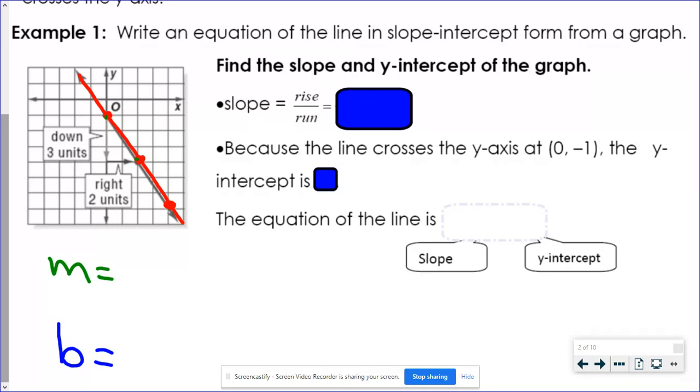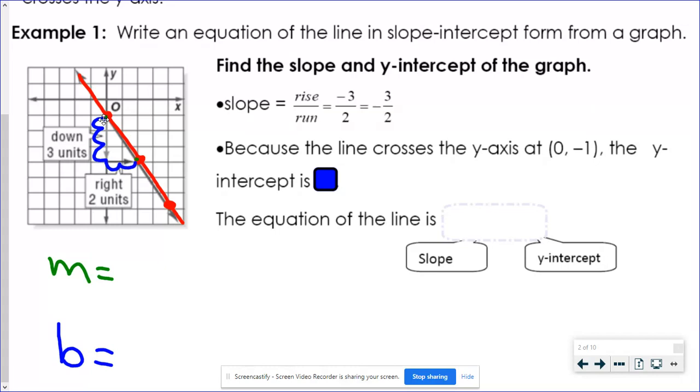The slope is clearly a negative slope. It's going downhill, and it's moving down 3 units. I've got that labeled on here already. Let me use a different color here. We're going to go down 3 units. 1, 2, 3. We're going sideways 2. So my slope, just using rise over run, is going to be a negative 3 over 2 slope.